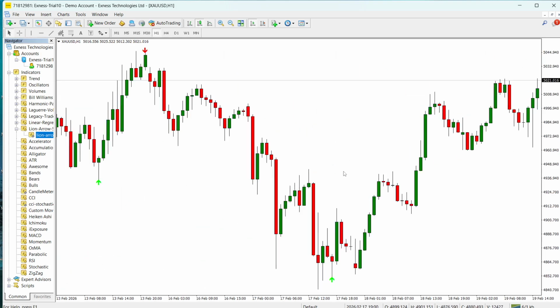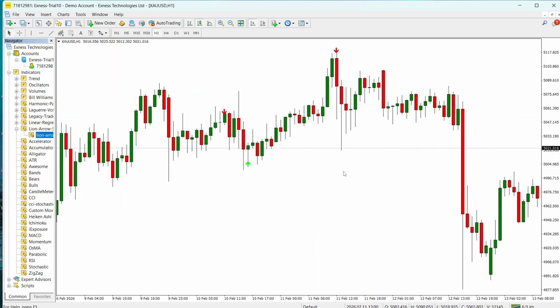As for who this is for, this indicator is aimed at traders on MetaTrader 4 who prefer clear arrow-based visual signals. It is a visual tool only and does not execute trades.